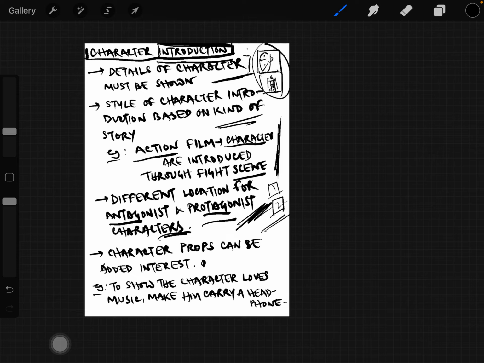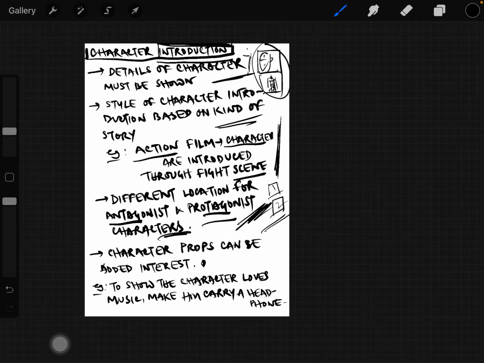Also, you can add some props to the character to add interest. For example, to show that this character loves music, my main character loves music, you can make him carry a headphone. Sometimes he is putting on the headphone. That shows that the character listens to music.